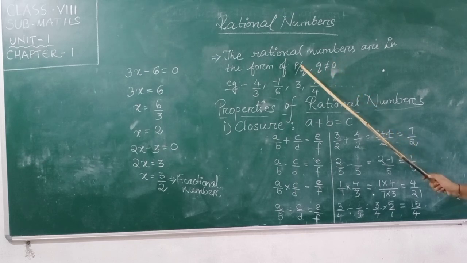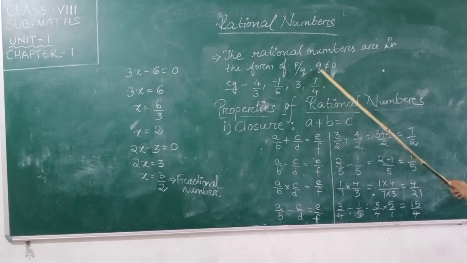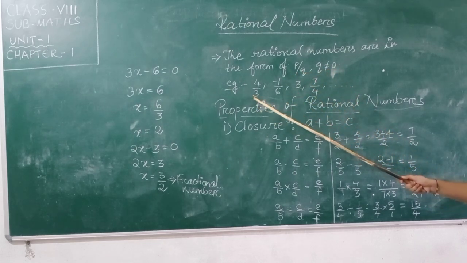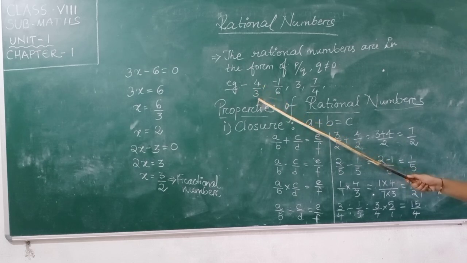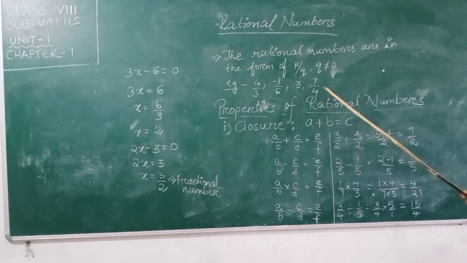So the rational number is in which form? In the fractional number form. But what should not be 0? The denominator q should not be 0. So let us go to some examples. Here you can observe 4 by 3, minus 1 by 6, 3, 7 by 4 and so on.